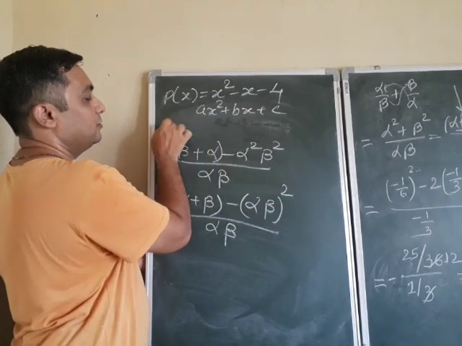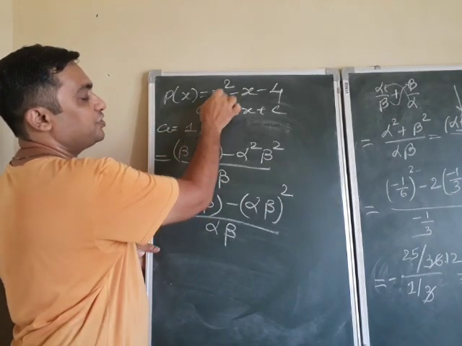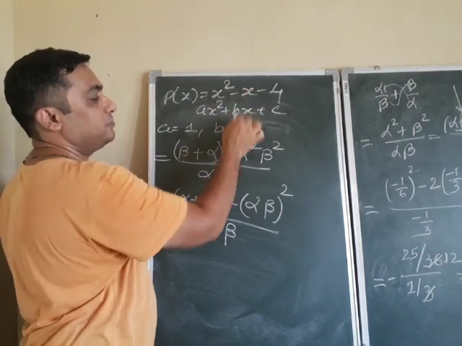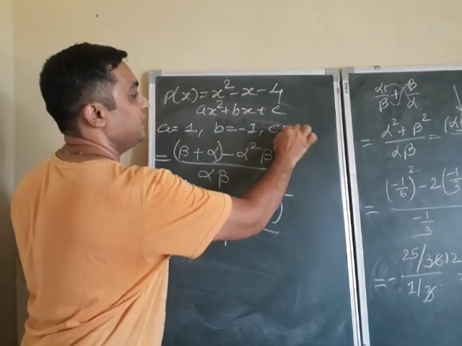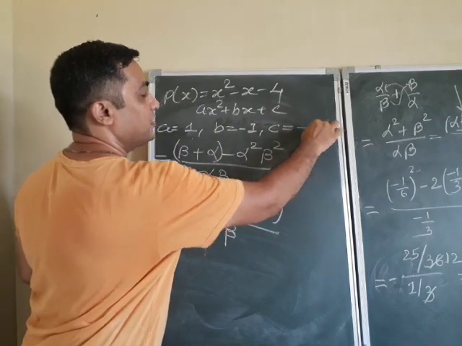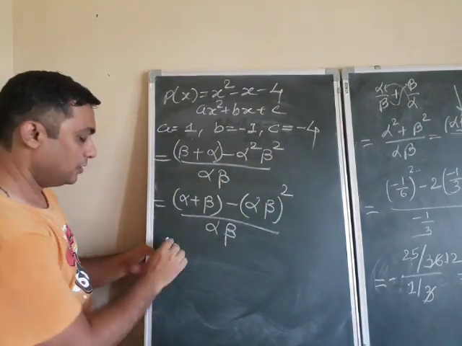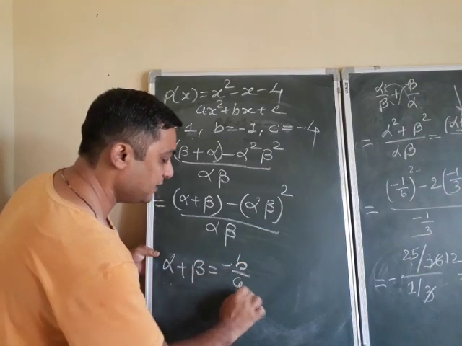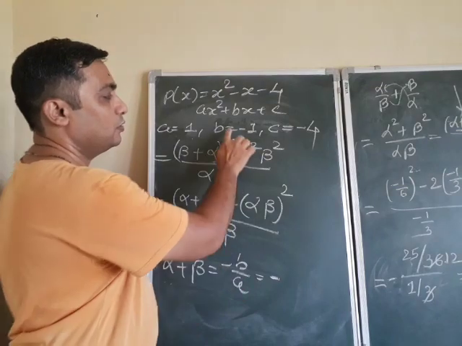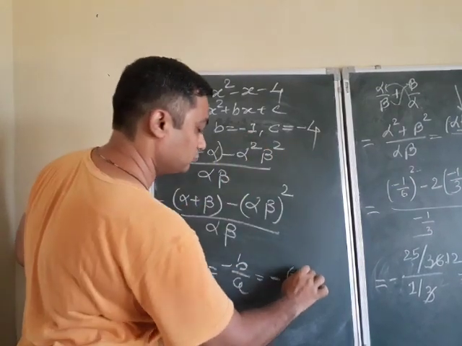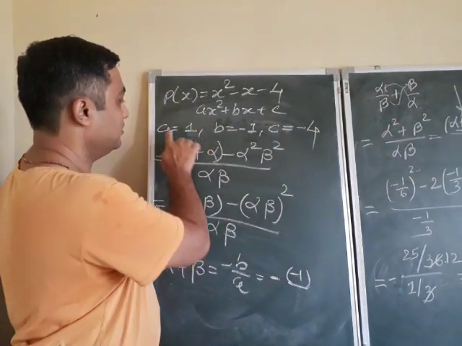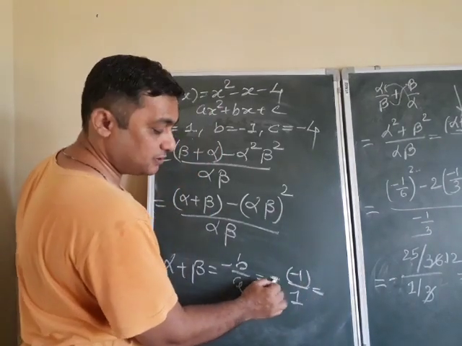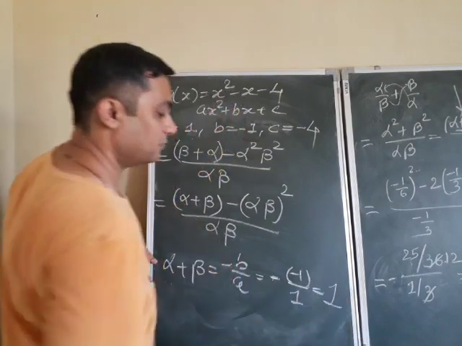So a is equal to 1, the coefficient of x square. b means the coefficient of x, it is minus 1. And c means the constant term, that is minus 1. Okay. Now find out alpha plus beta. What is alpha plus beta? It's minus b by a. So minus b. What is your b? Minus 1. What is your a? A is 1. Minus minus plus, and 1 upon 1, it's 1.